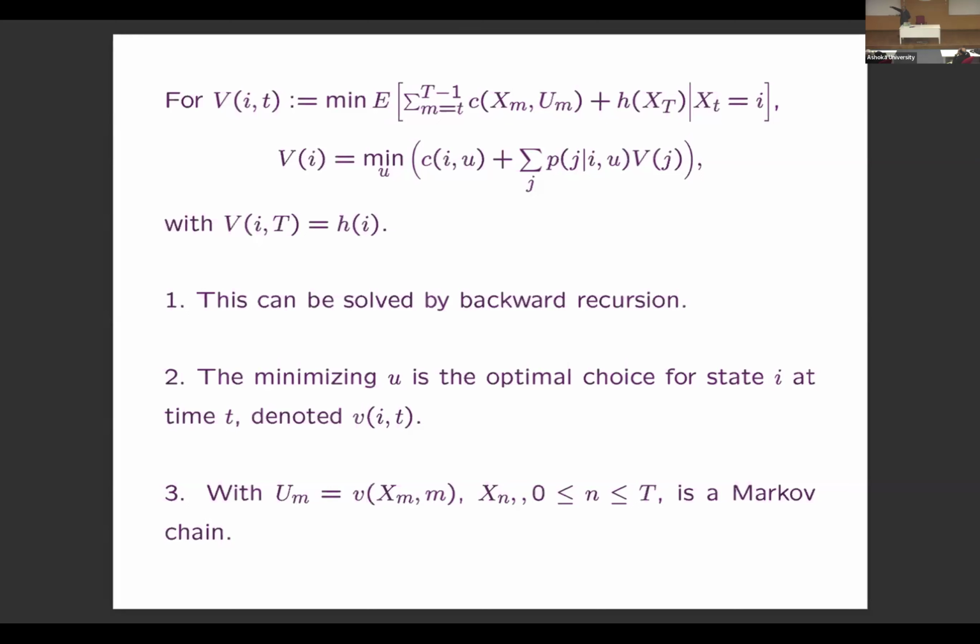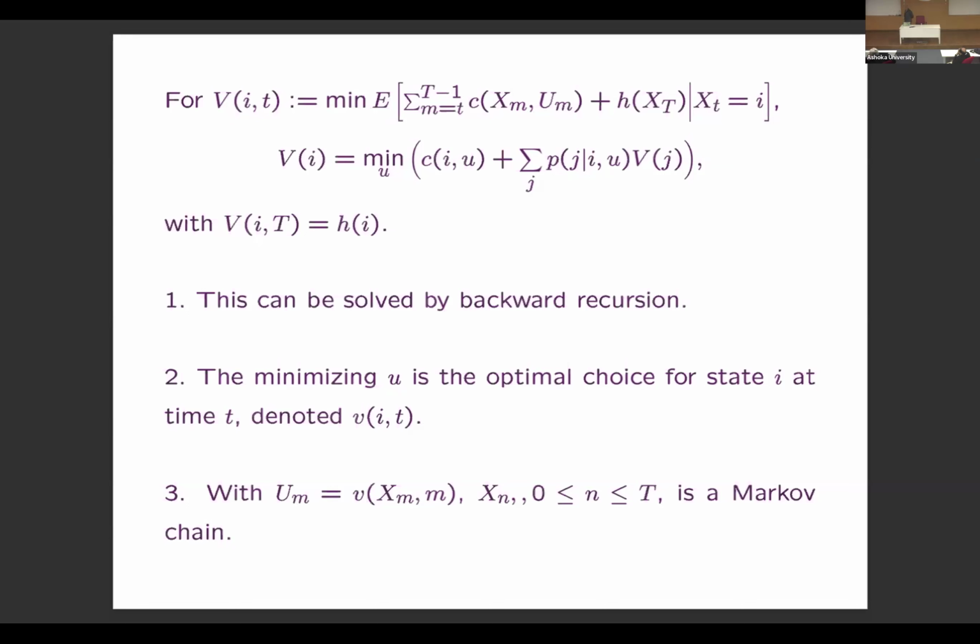And of course, the terminal condition: at time capital T you are done, so you just pay h of i. So v of i comma T is h of i. There's no future, it's a dead end. So you can start with v of i comma capital T for all i, which is h of i, the terminal condition, and then do this recursion backwards and get all v of i comma t. And then the important thing is the second bullet, the minimizing u. If v of i comma t is obtained by doing that minimization, that u as a function of i, that minimizes it, is the optimal choice at state i.